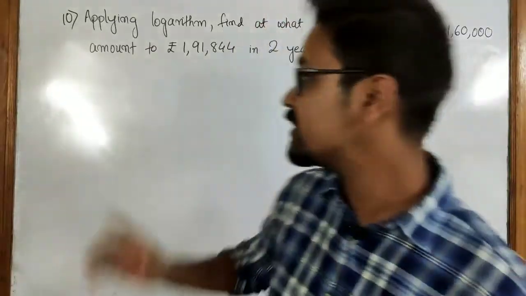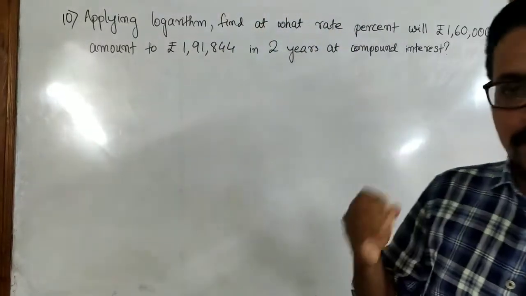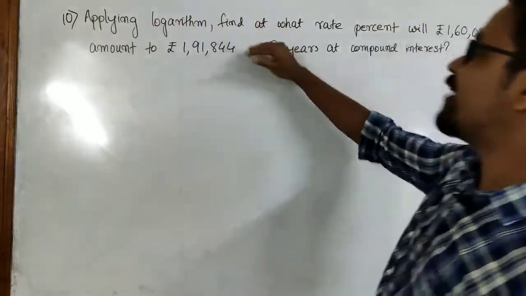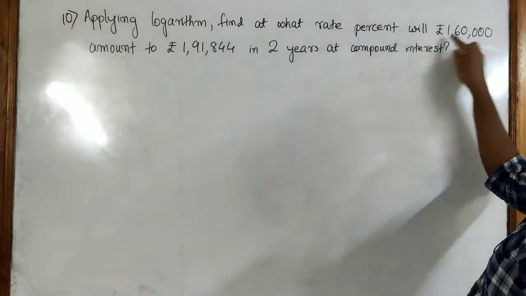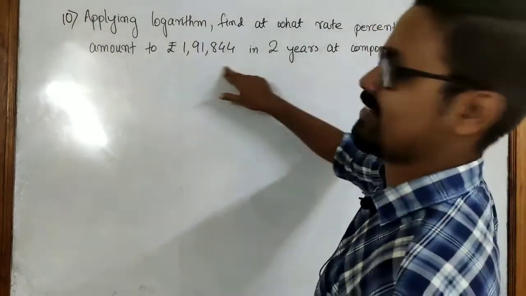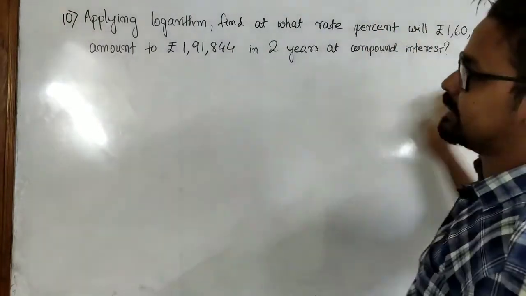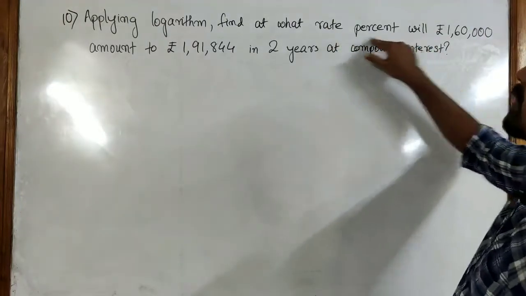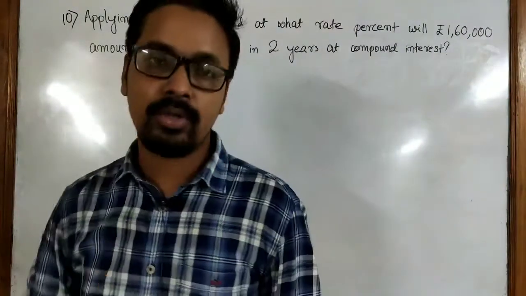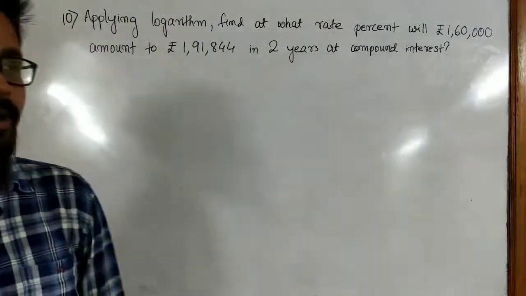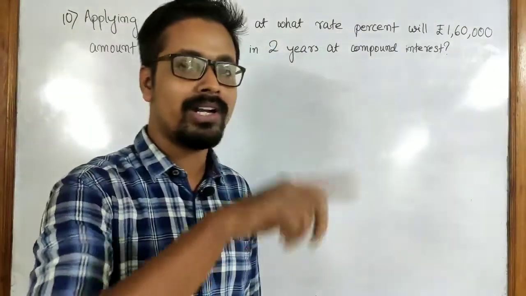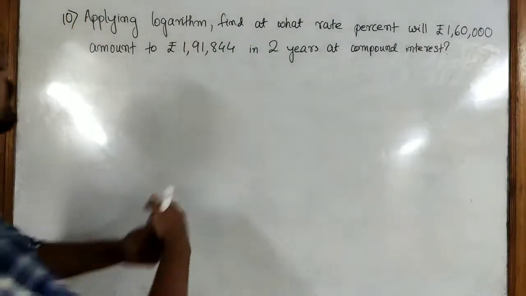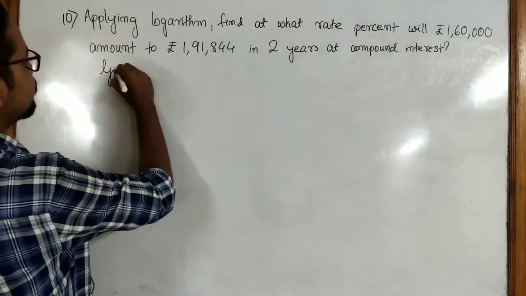So we are on to question number 10, and here is the question. It is a compound interest question. It says that applying logarithm, find at what rate percent this amount will become that amount. So this is the principal, and this is going to be the amount in 2 years. You have to find the rate percent, that is R. Now we need to know the formula for compound interest. It is amount is equal to principal into 1 plus rate by 100 whole to the power time, that is years.